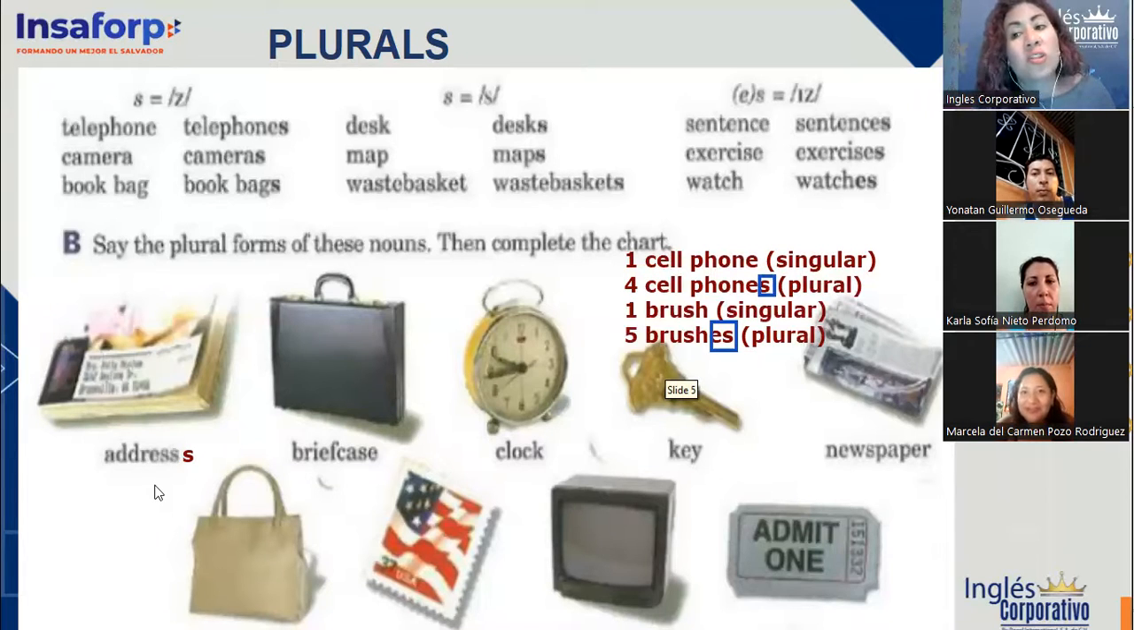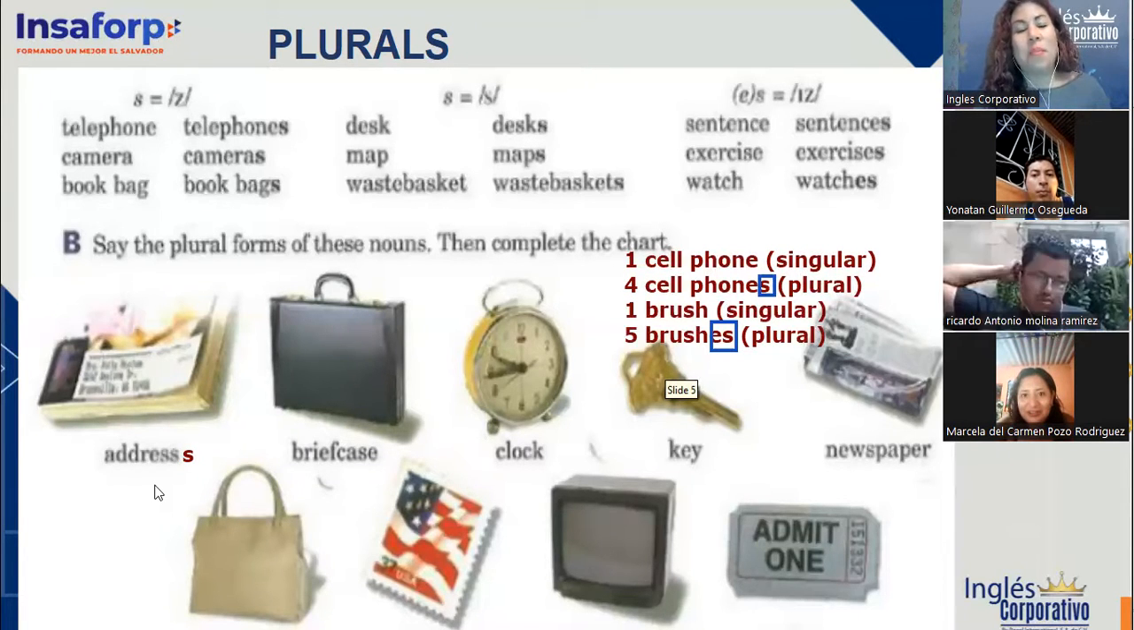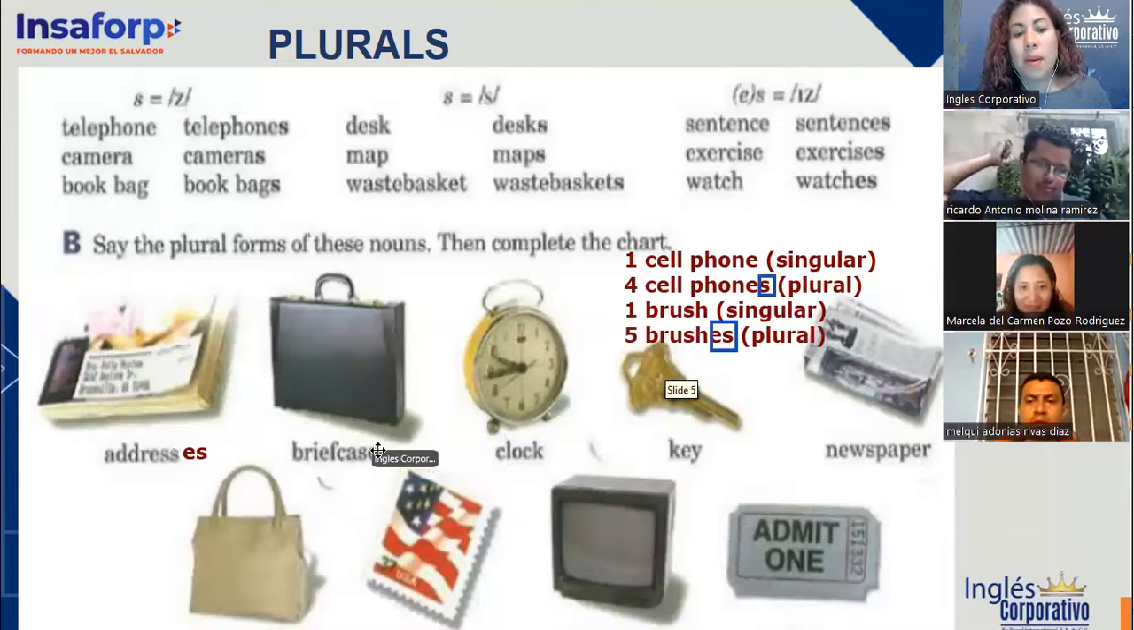Address. No, ¿verdad? Tampoco es así, ¿verdad? Entonces, we have to add ES. Okay. Address. Understood. Okay, over here.